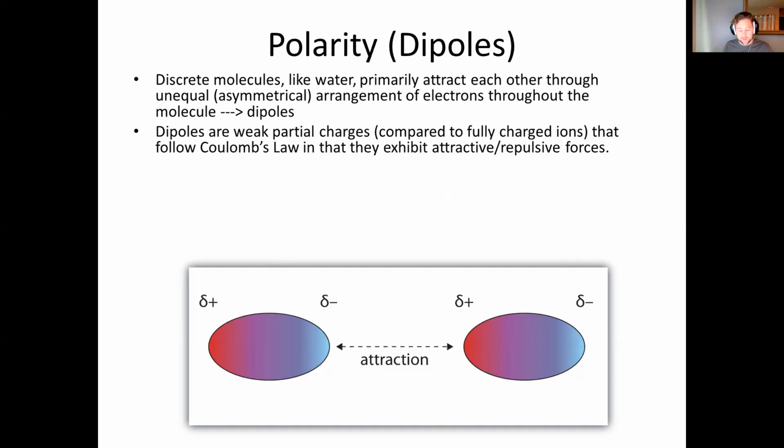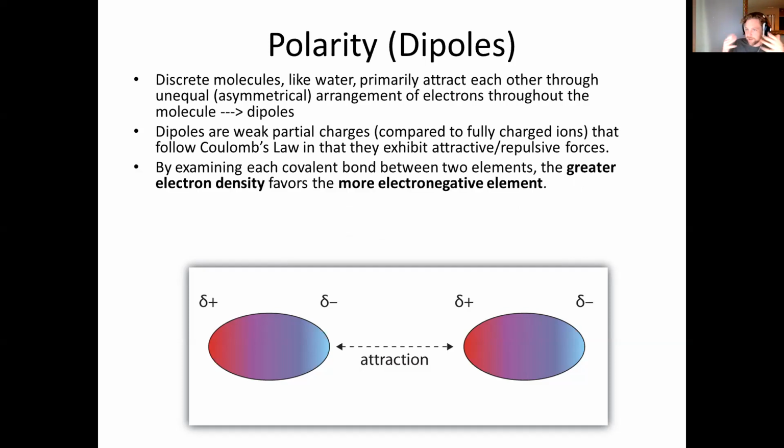So the more electronegative element between two that are bonding will have the greater electron density. And that's where we can draw the dipole arrows. The arrow goes towards the more electronegative side, and you put a little plus on the side that's slightly more positive. So that's a dipole arrow.